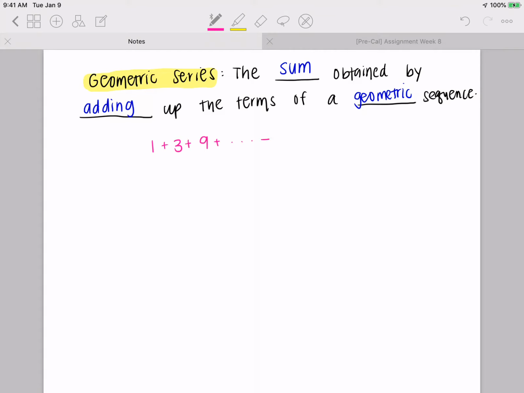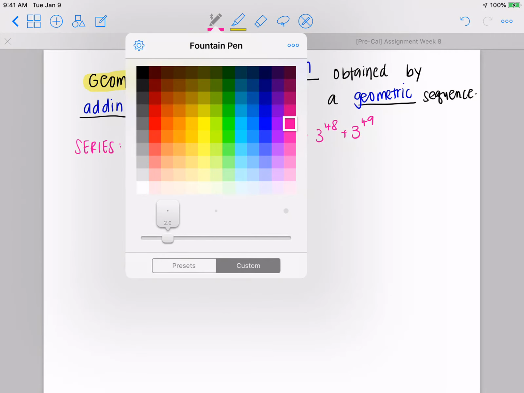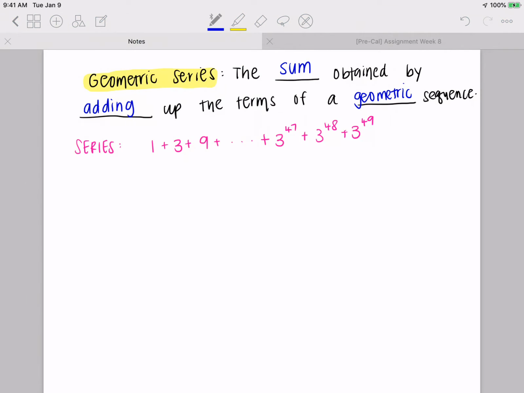So look at this series. We are going from 1, 3, 9, all the way to 3 to the 47, 3 to the 48, 3 to the 49, like this. This is an example of a geometric series. The pattern here is multiplying by 3. We're still multiplying by 3 to get to the next number.